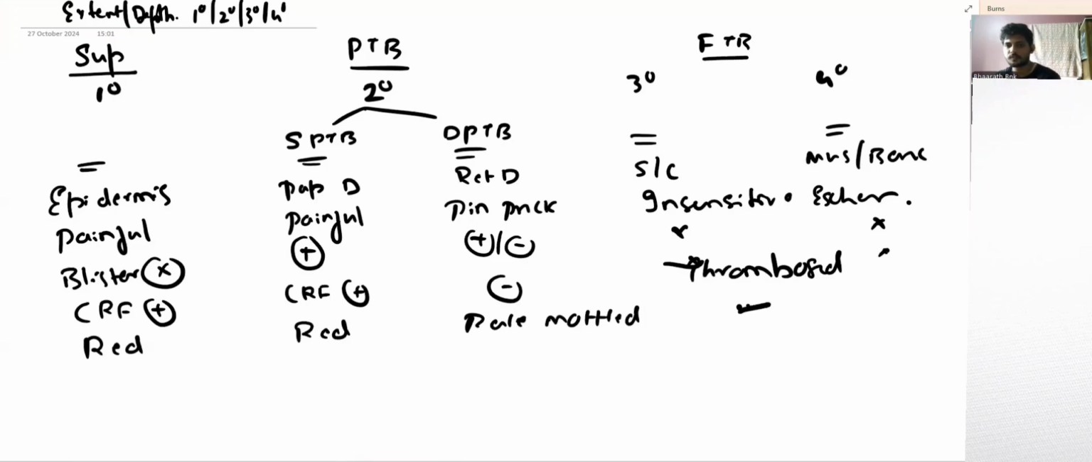So when this eschar forms, don't think that eschar is always black. It can be a black eschar, it can be a white eschar, it can even be a cherry red eschar also. It can be anything.